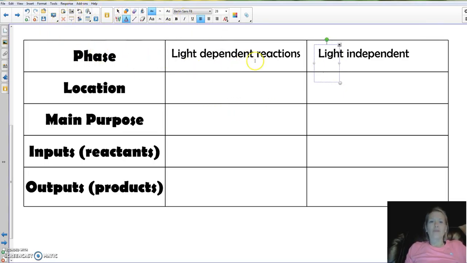Anyway, make sure that you understand that the light-independent reactions are the Calvin cycle, and we're going to cover that a lot today. So make sure that gets in here, right in here. Make sure you put that in there. That light-independent is also called the Calvin cycle.